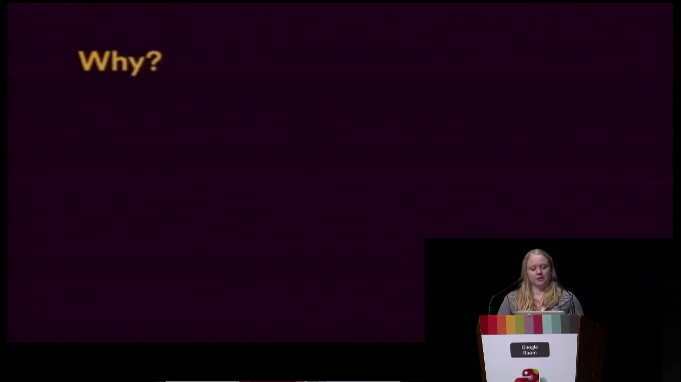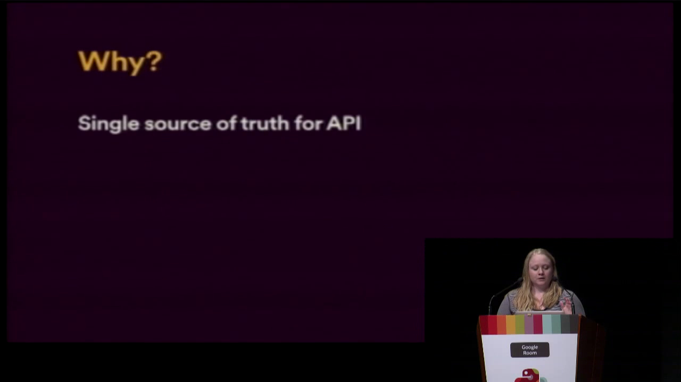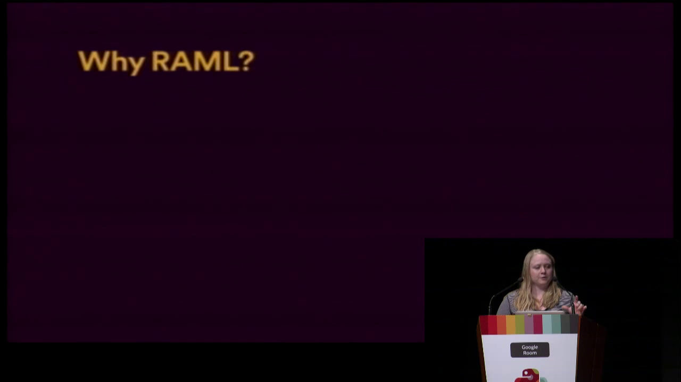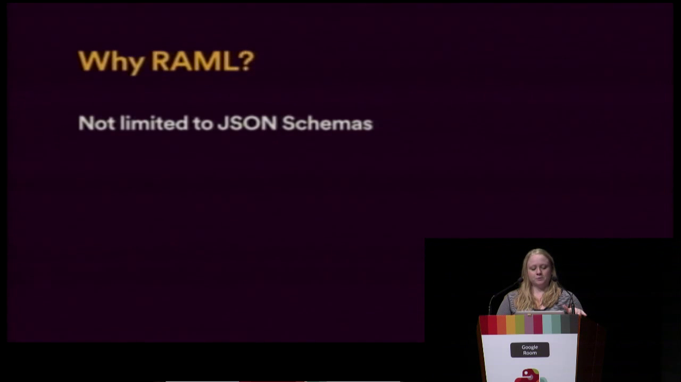So why would you use RAML or Swagger or Blueprint, etc.? It gives you a single source of truth for your REST APIs, and since it's in RAML, or in YAML, it's both human and machine readable, and it essentially gives you a clear definition of your API, what it expects to receive, and how it responds. But why RAML specifically? Unlike Swagger, you're not limited to JSON schemas. Typing out JSON is a bit of a pain and repetitive, but you can use JSON in RAML if you really want to.